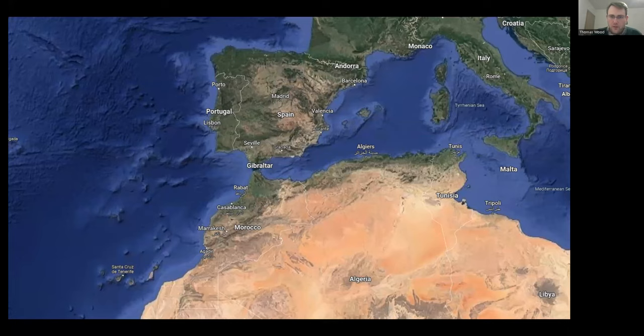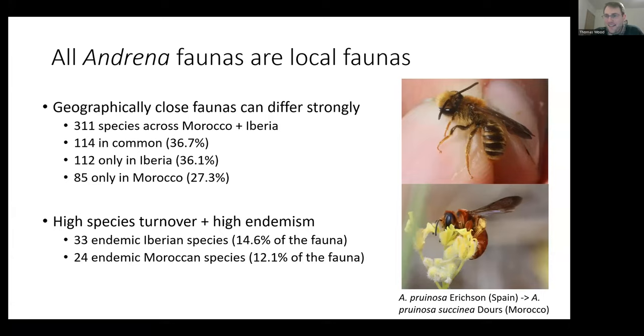So if we take the West Mediterranean, I will be publishing this year large revisions to Iberia and Morocco. So I can speak about these two areas with the greatest confidence. Iberia has a fauna of 226 Andrena species. Morocco has 199, so faunas of roughly equivalent size. But there's actually relatively little faunal overlap. If you add these two faunas together, you have 311 species, but only about 37% of the species are found in both faunas.